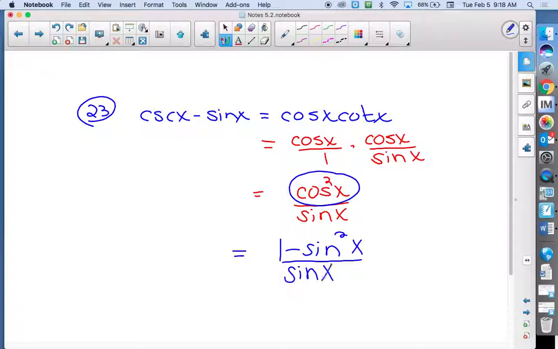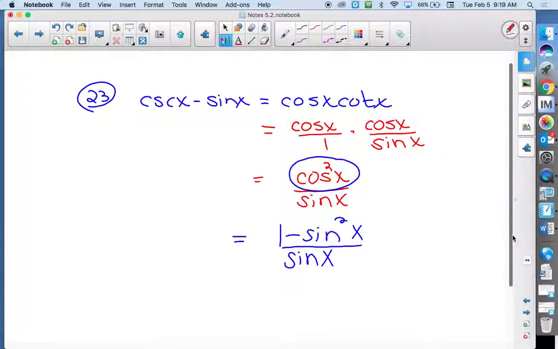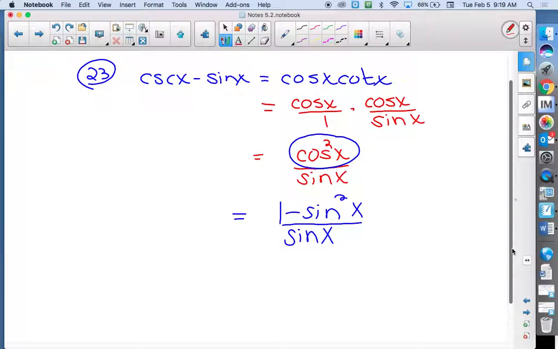All right, Emma, so now we've got 1 minus sine squared on the top and a sine on the bottom. And yesterday in that problem that we did, I think we took the fraction and then we just split it up because it has a common denominator, so we just separated it.